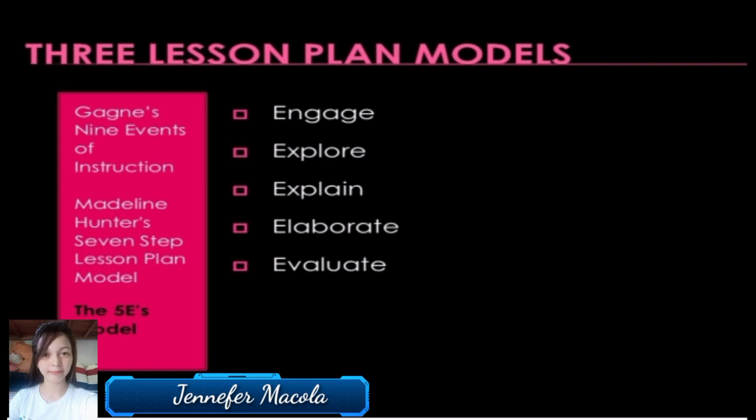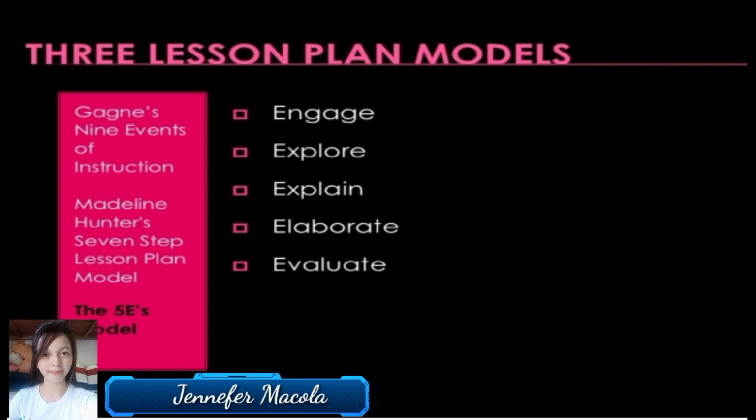Number 4, elaborate. From there, students elaborate on their understanding, applying what they've learned to new situations to develop their skills. Examples are making connections. This phase allows students to connect their knowledge before evaluation.